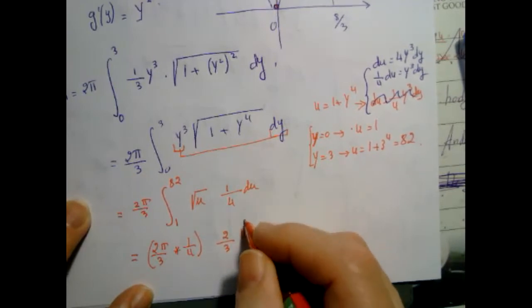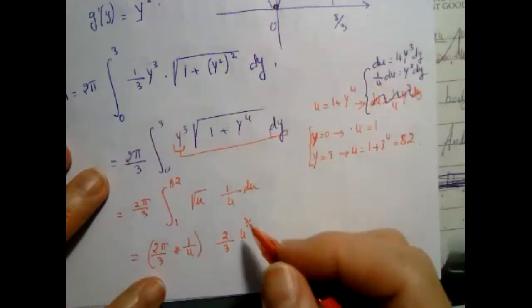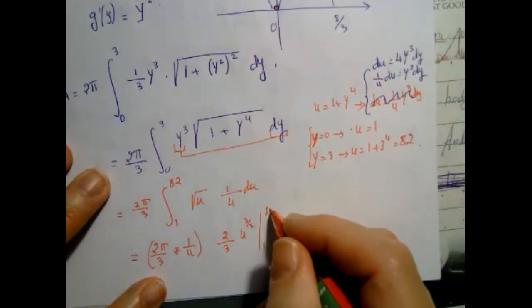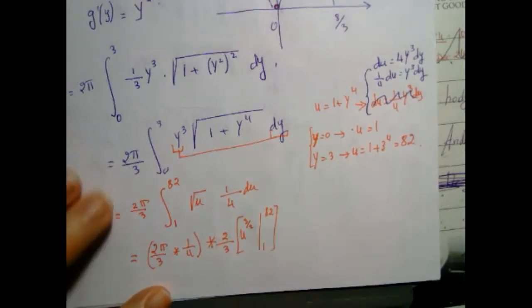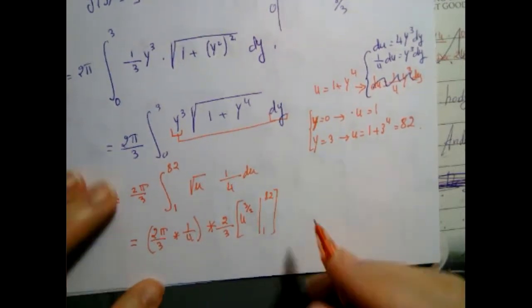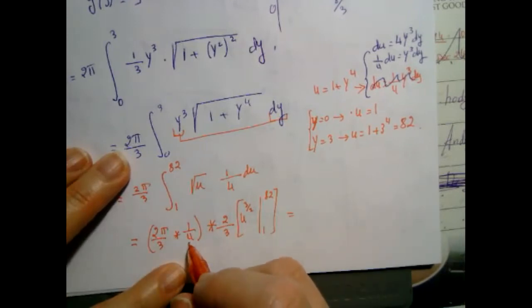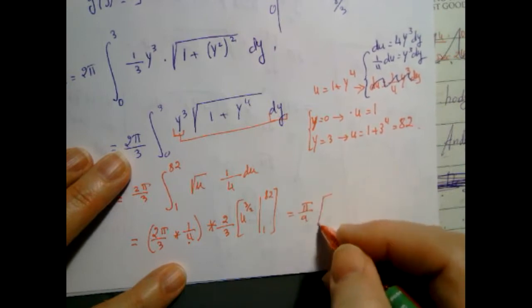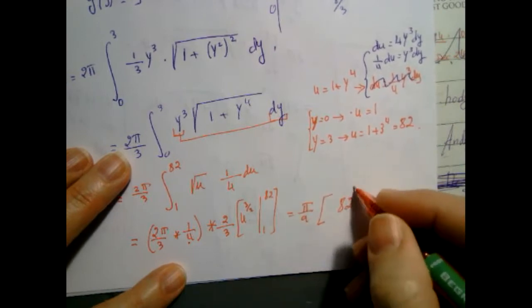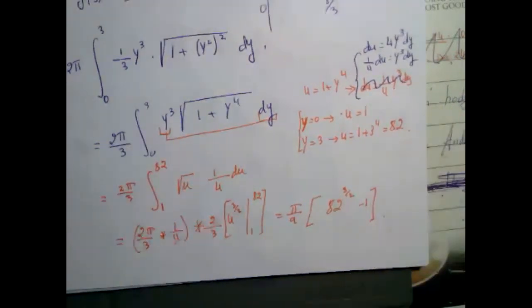I mean, not all of them is the square root of u, but the square root of 2 shows up a lot, between 1 and 82. Multiply. So finally, I will get 4 over 4. That cancels out. I'll have pi over 9, and then I will have 82 to the power 3/2 minus 1.